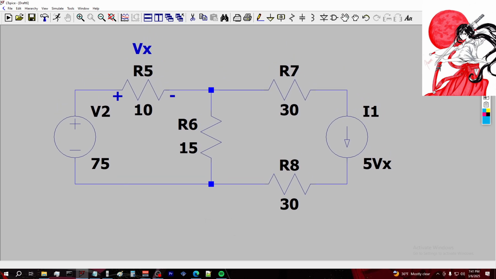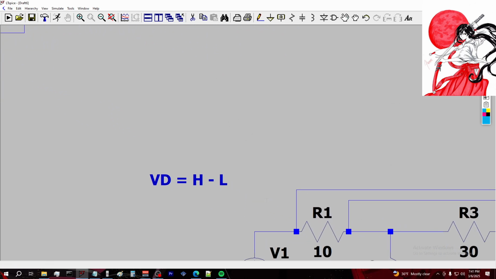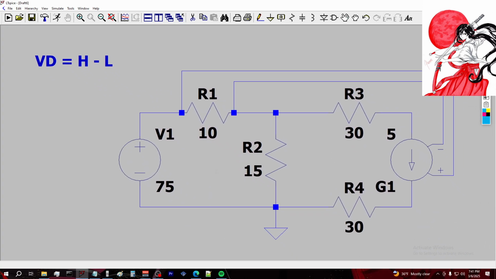Now, a standard electrical drawing is going to look like this. We're going to have the low potential and the high potential, and that's going to be whatever that voltage difference is multiplied by a gain of 5. As you can see, 5 times Vx. The voltage difference across this resistor is Vx. 5 times Vx is going to give us the current flowing through that. All right.